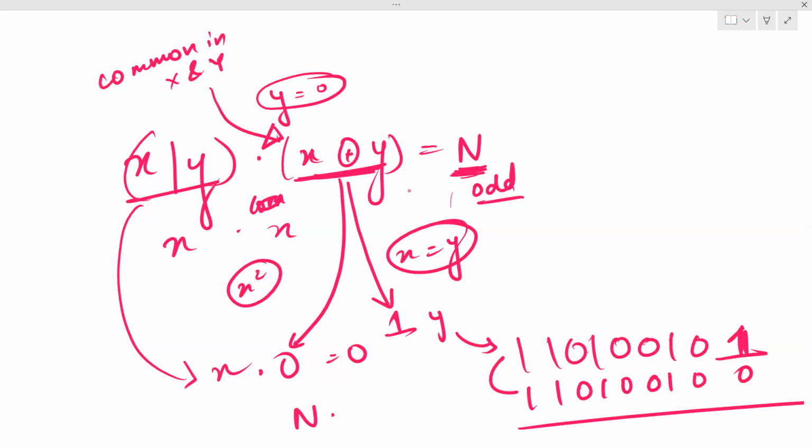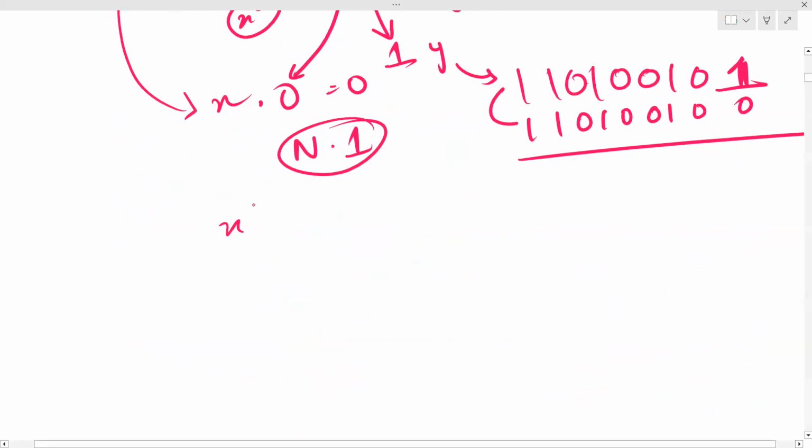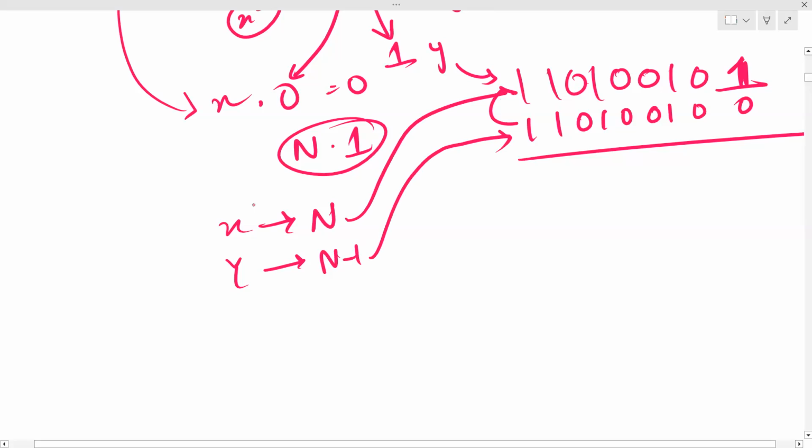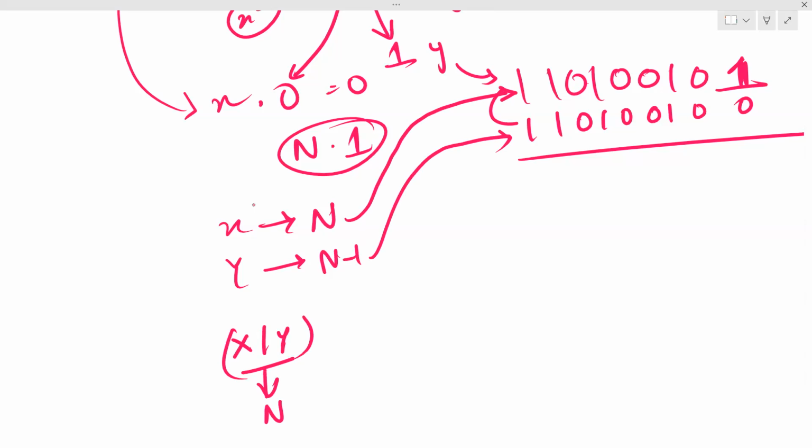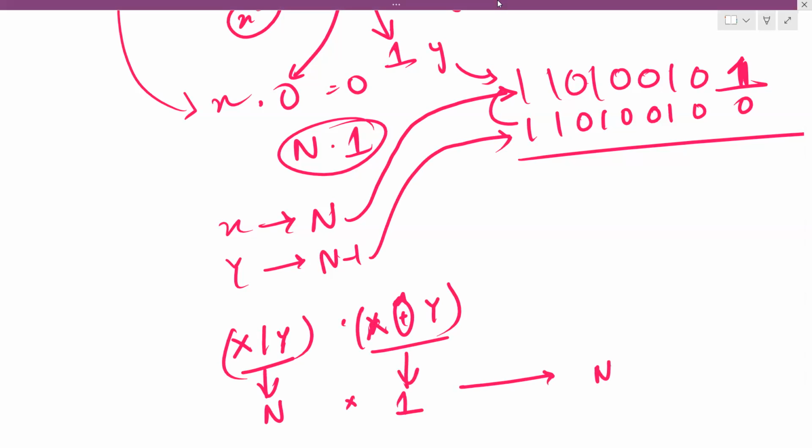Let me write it again. So I'm saying x can be n and y can be n minus 1. So by n minus 1 we have made it this value, and x is n, so this is this value. When I do x OR y, this is n, and when I do x XOR y, you get 1. So you multiply these two, you get n.